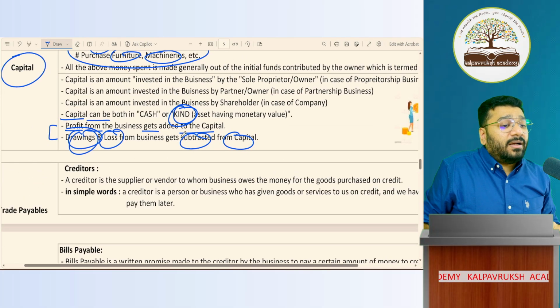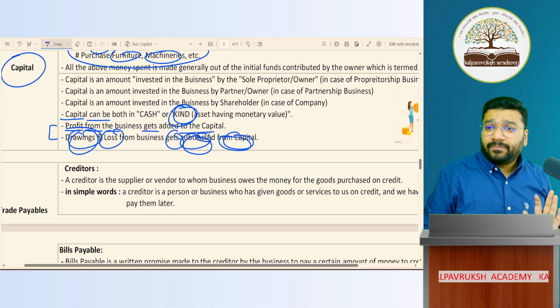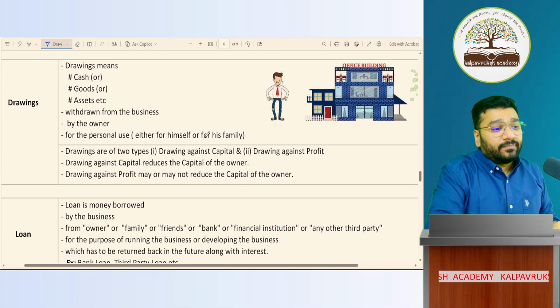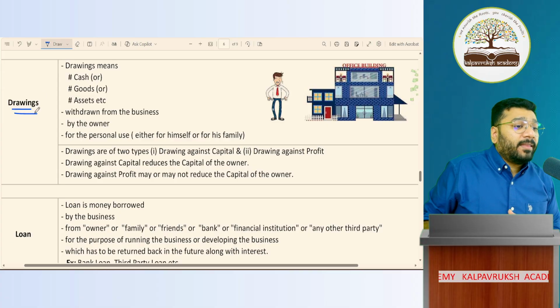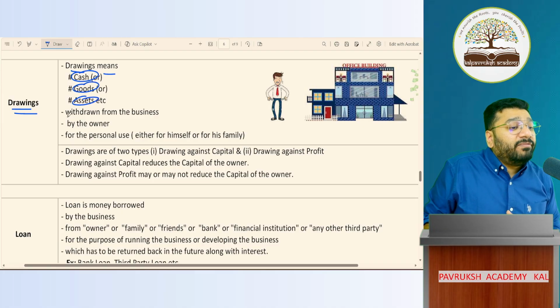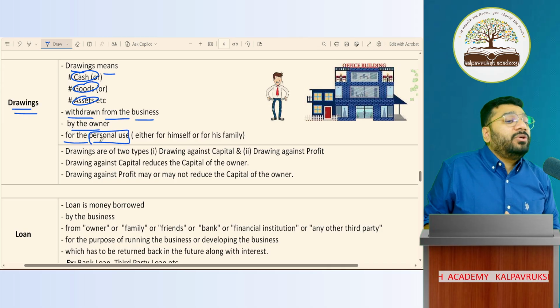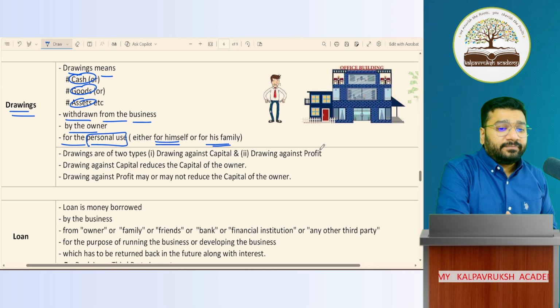Now, drawings get subtracted from your capital. Is this clear or not clear? So I'm done with the capital part. Can I go to the drawings part? Drawings. What is the meaning of drawings? Drawings means cash, goods, or assets withdrawn from the business by the owner for personal use, either for himself or his family.